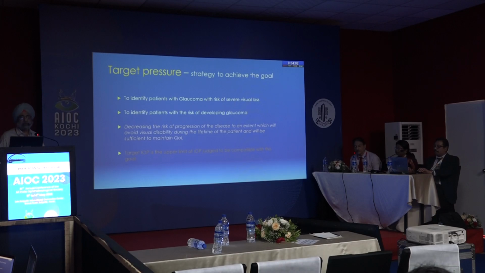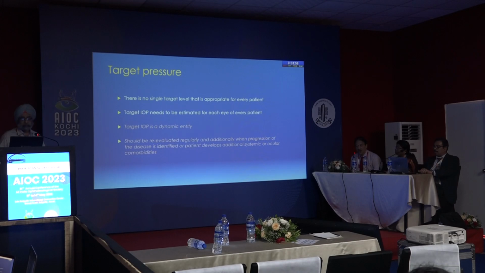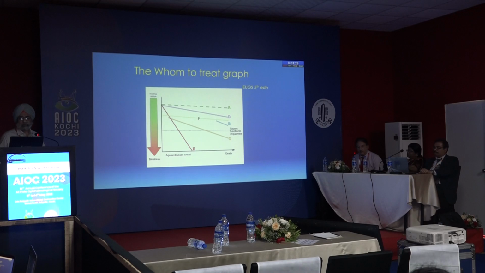So which pressure can do that? That is our target pressure. There is no single target level which is appropriate for every patient, not even for every patient, but rather every eye. The target pressure is a dynamic entity and will be changed if there is progression going on at a particular pressure. Suppose you had made a target pressure of 16. In case there is progression, you have to bring it down to 14. So it should be reevaluated during the assessment and follow-up of the patient.